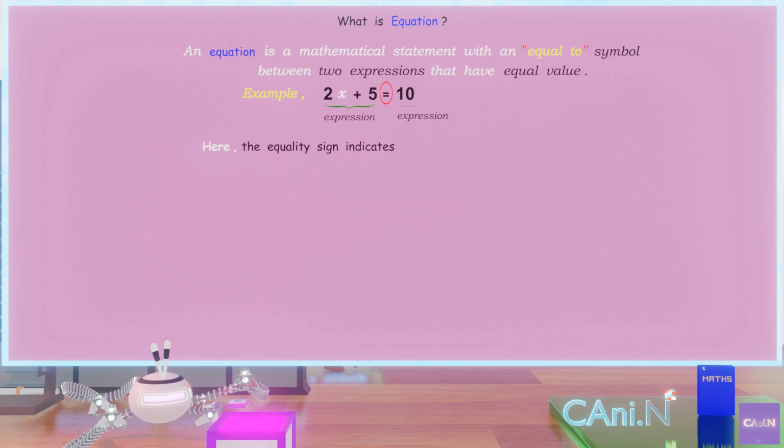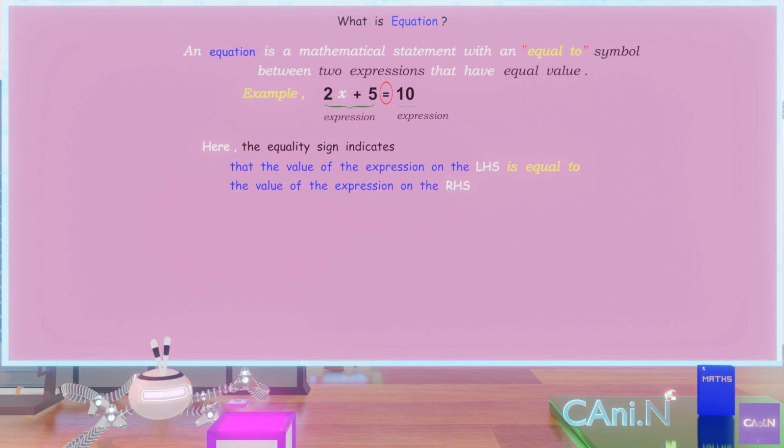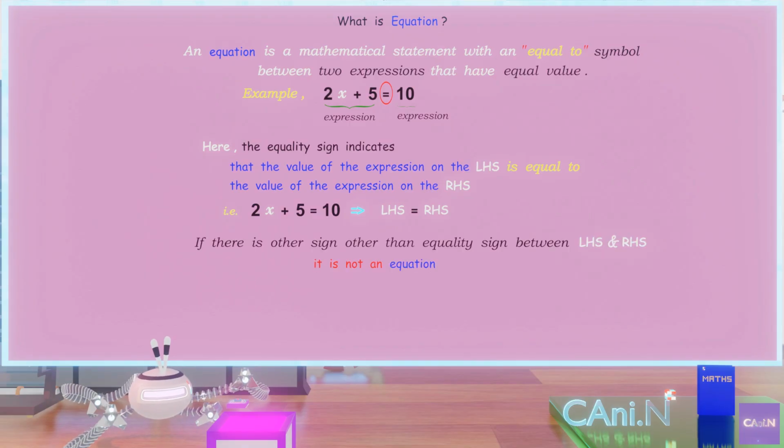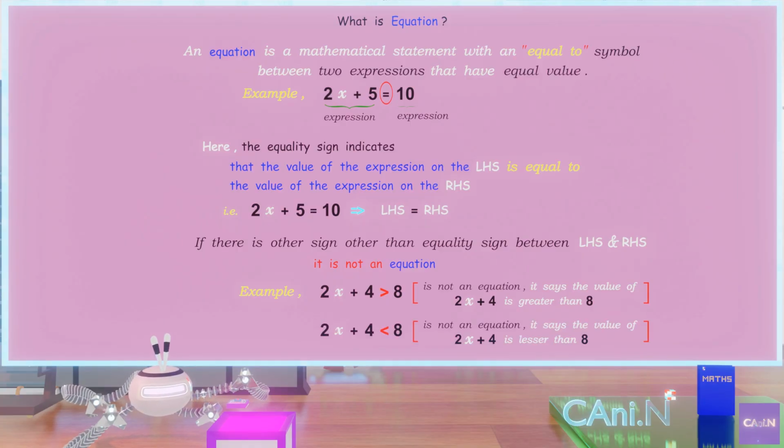Here, the equality sign indicates that the value of the expression on the LHS is equal to the value of the expression on the RHS. That is, LHS is equal to RHS. Now, if there is any sign other than the equality sign between LHS and RHS, it is not an equation. Example: this is not an equation, it simply says the value of 2x plus 4 is greater than 8. This also is not an equation, it simply says the value of 2x plus 4 is lesser than 8.